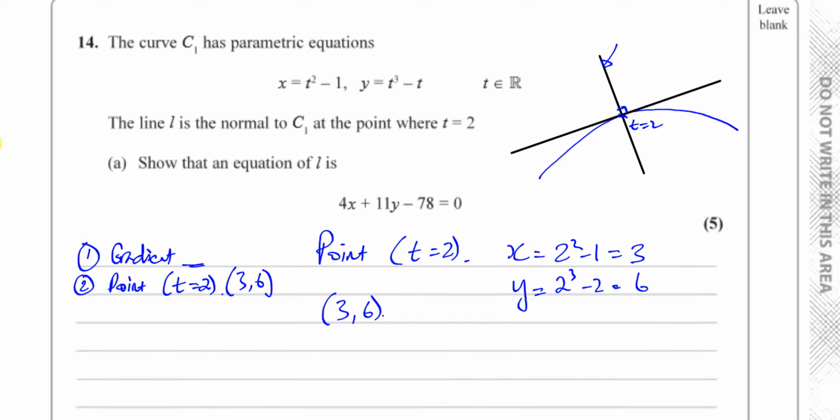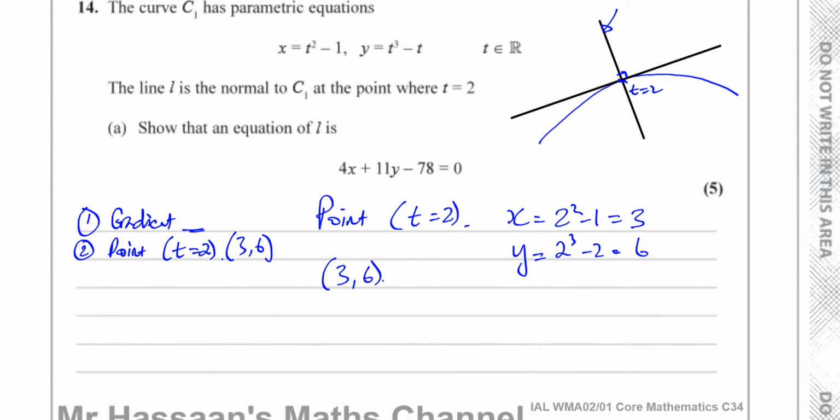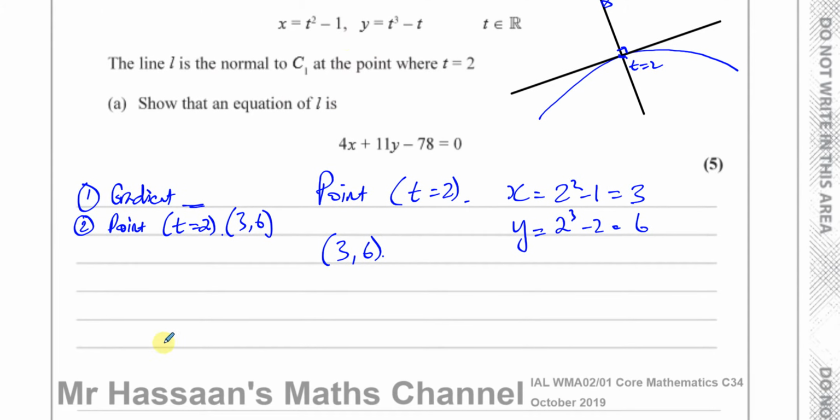To find the gradient of a line, we need to find dy/dx. Now, we have the equation in parametric form, so we can't find dy/dx easily by converting into Cartesian form, expressing y in terms of x. But what I can do is use the chain rule, and say that dy/dx is equal to dy/dt times dt/dx. That will give me dy/dx.